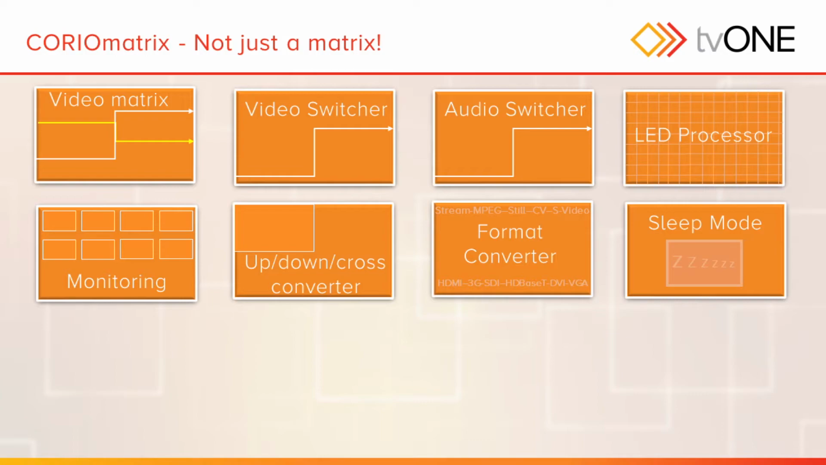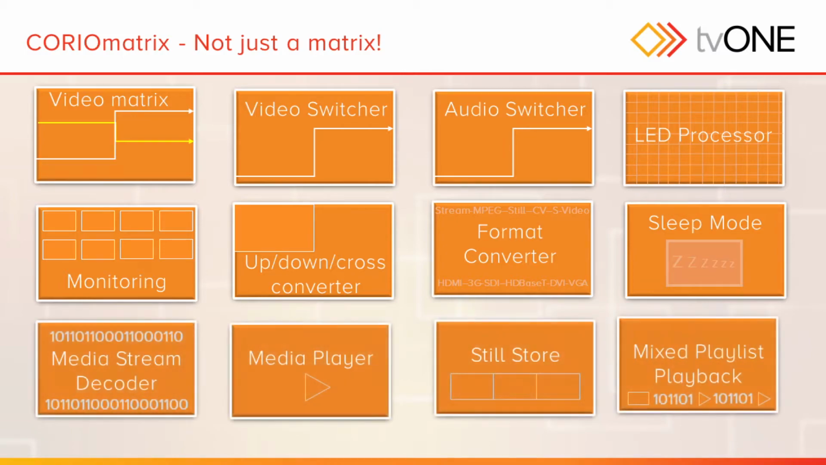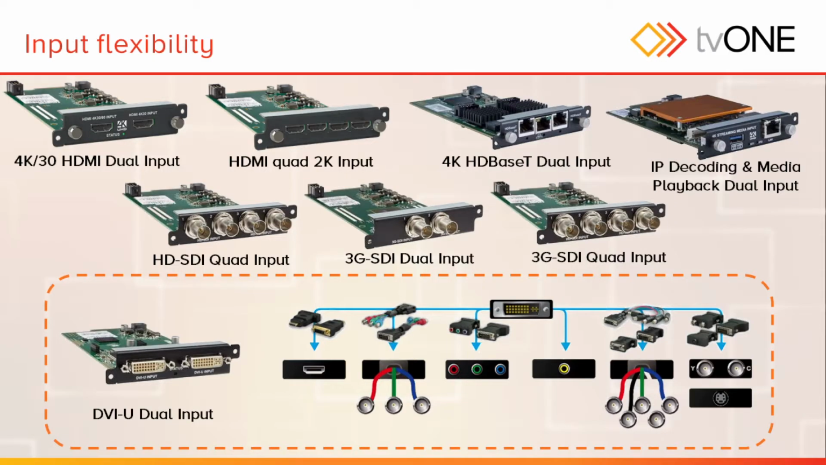And then another new initiative we're adding is an IP decoding card, and that will enable us to go beyond the AV, broadcast and legacy AV worlds to include the IP world as well. So we're going to do media stream decoding. We'll be able to play back local clips, local stills, and we'll be able to create those in mixed playlists as well.